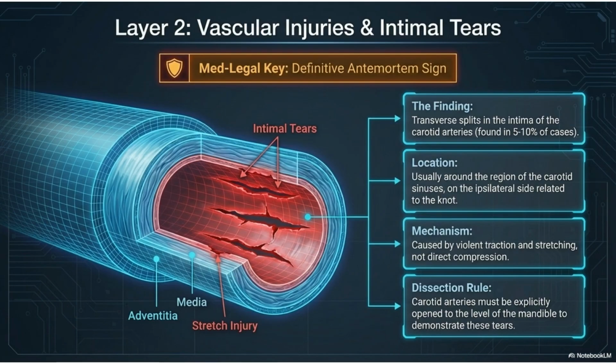Layer 2 focuses on vascular injuries, particularly intimal tears in the carotid arteries. These transverse splits are a definitive antemortem sign found in 5 to 10% of cases. They are caused by violent traction and stretching, not direct compression. Carotid arteries must be explicitly open to the level of the mandible to demonstrate these tears.